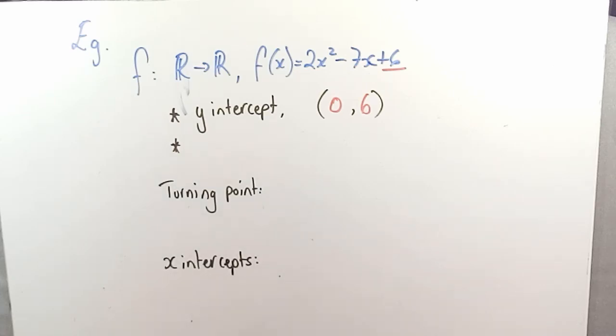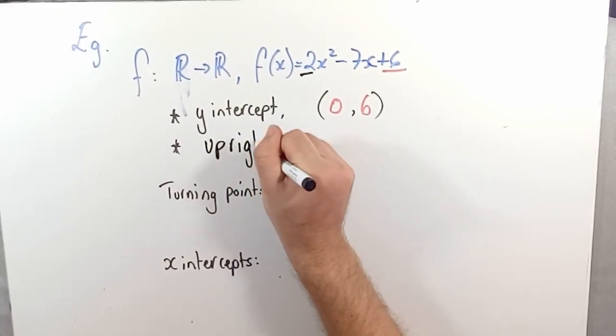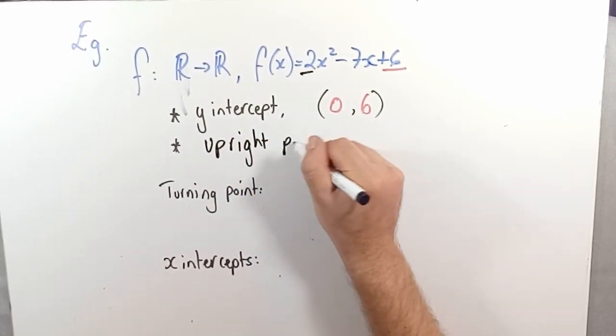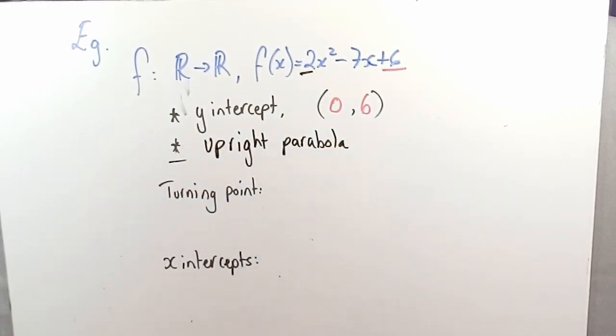Oh, we know it's the right way up too, because this is a positive number. So upright, I think that's what I meant to write. Upright parabola. There we go, that's why I put that there. Okay, so can we find the turning point?